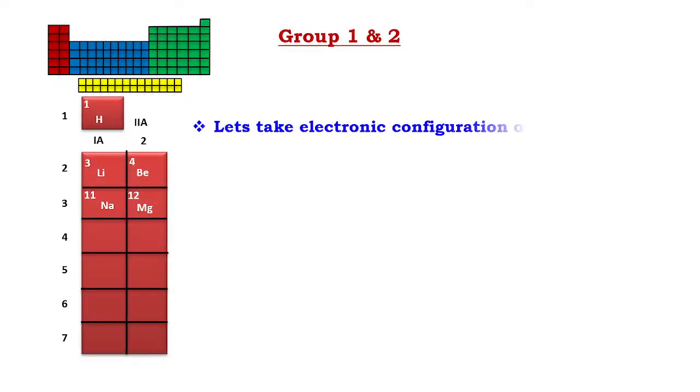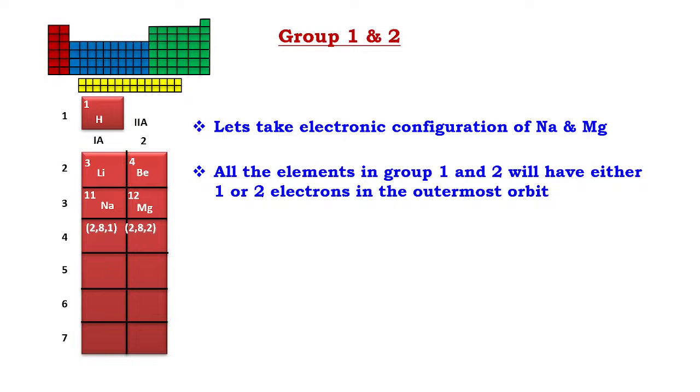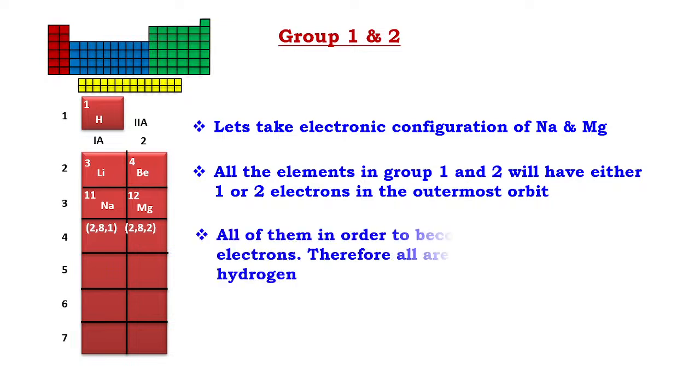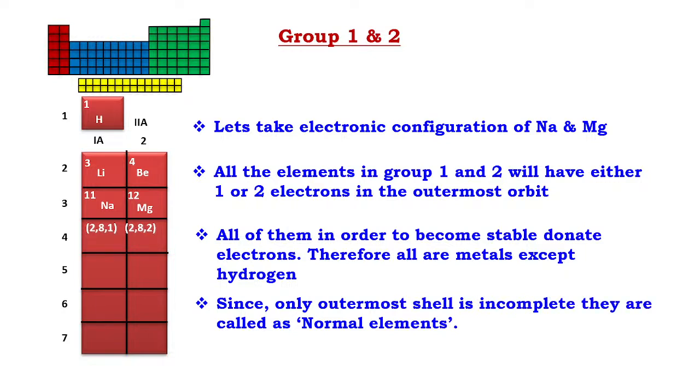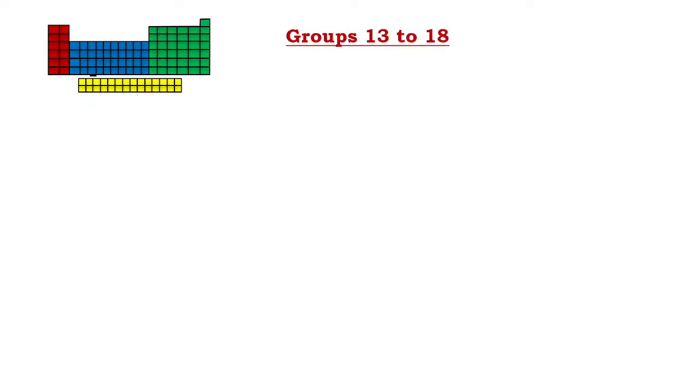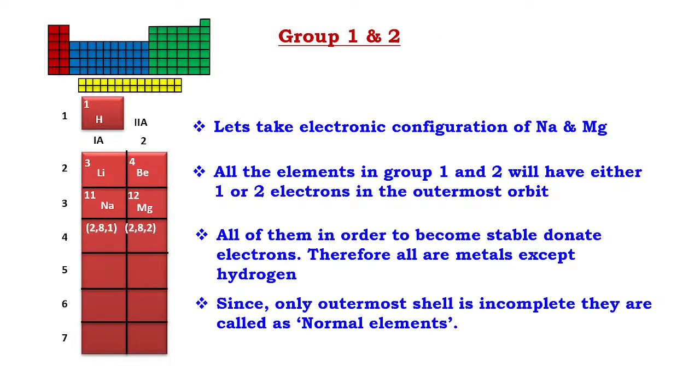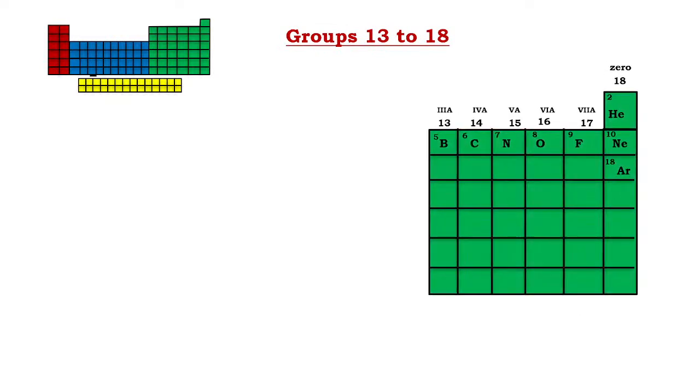Group 1 and 2, electronic configuration. Sodium is 2, 8, 1 and magnesium 2, 8, 2. So all the elements in group 1 and 2 will have either 1 or 2 electrons in the outermost orbit. Okay, this point you should remember. I will draw a diagram and explain, but right now just understand that all of them, in order to become stable, donate electrons, therefore all metals except hydrogen. Since only the outermost shell is incomplete, they are called normal elements. So they are very good in conducting electricity. Why? Because the last orbit has only one electron, otherwise two electrons. So these electrons can easily go and conduct electricity.